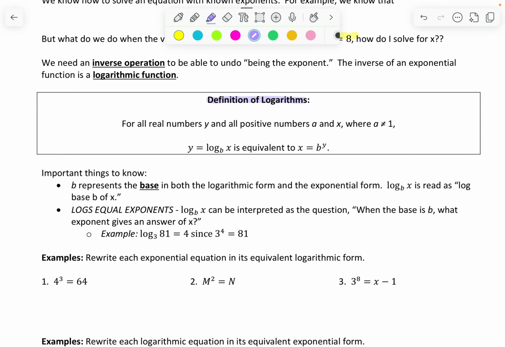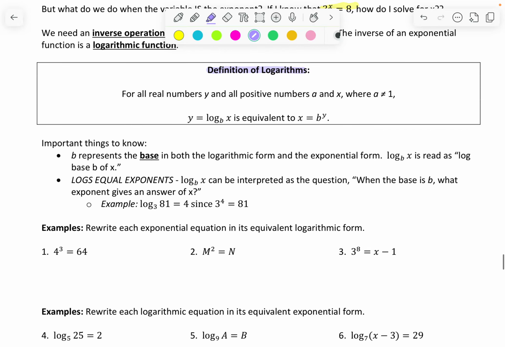Now, the definition for logarithms, this is kind of the most important part of what we're going to look at today, is that for all real numbers y and all positive numbers b and x where b cannot be 1, it is always going to be true that the statement y equals log base b of x is equivalent to x equals b to the y power. So remember we talked about with inverses, we switch the x's and y's. You'll notice kind of a reversal of which side things are on there. But here are some important things to help us remember what we are looking at here, okay?